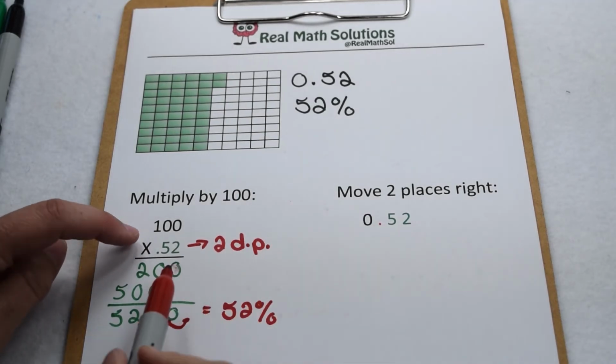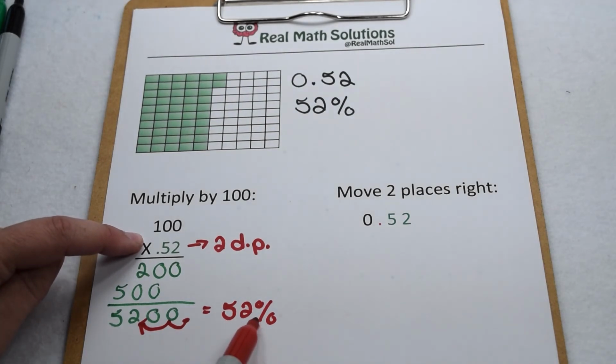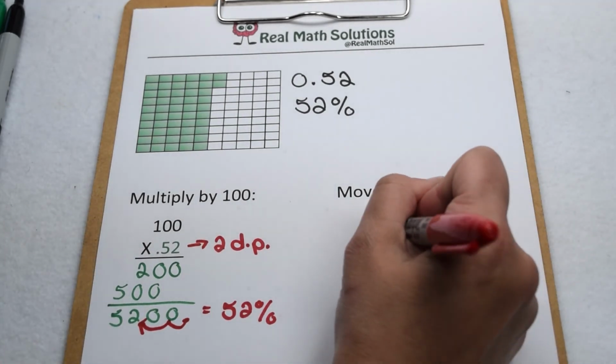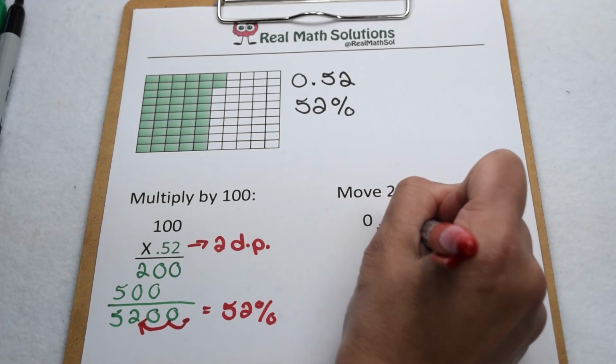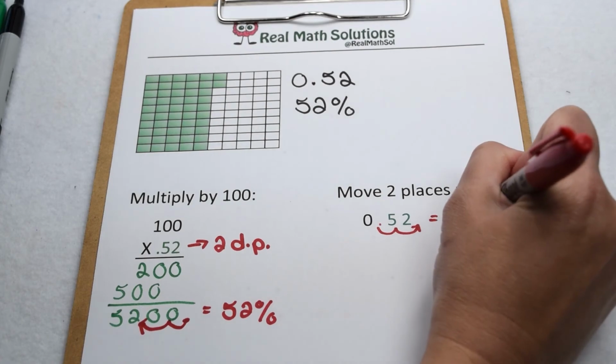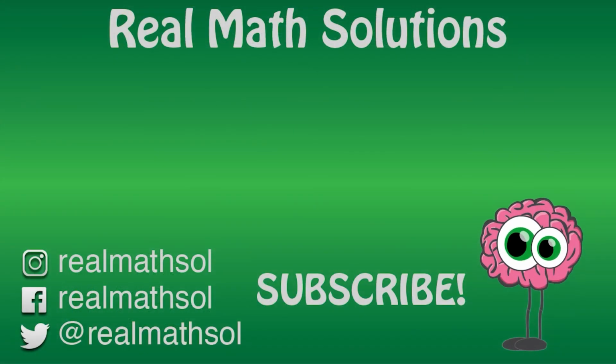Well, if we compare 52 hundredths to 52%, when we multiplied by 100, all that really did was move our decimal point 2 places to the right. So if we know this, instead of going through multiplying, to change our decimal to a percent, we can simply start with our decimal and move it 2 places to the right in order to change 52 hundredths into the percent 52%.